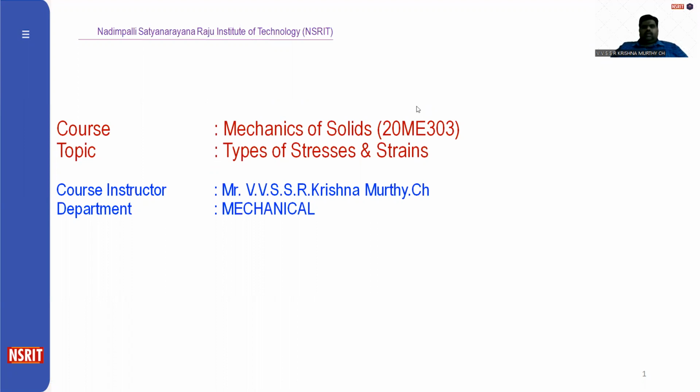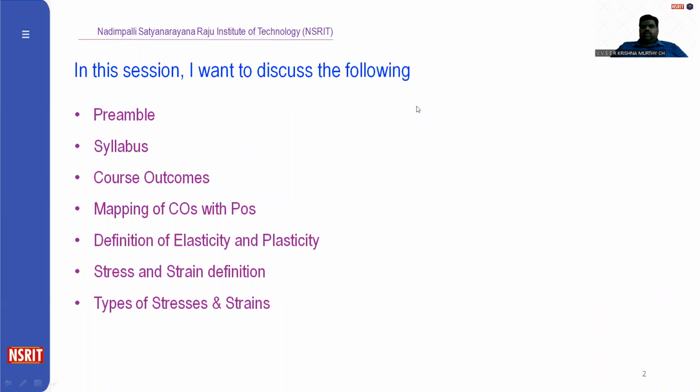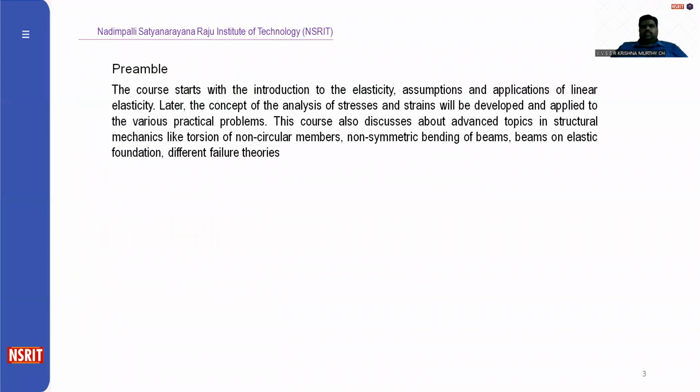20ME303. In this session, I want to discuss the preamble of this course, syllabus, outcomes, mapping of COs with POs, elasticity and plasticity definitions, stress and strain definitions, and types of stresses and strains. So first we shall go with the preamble.